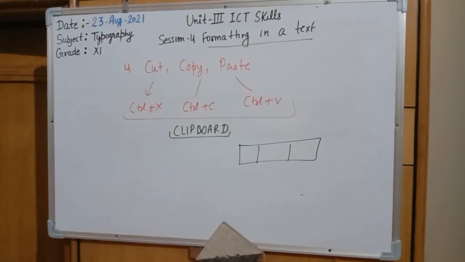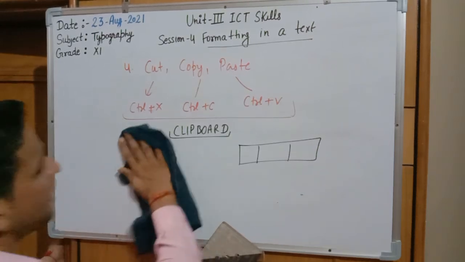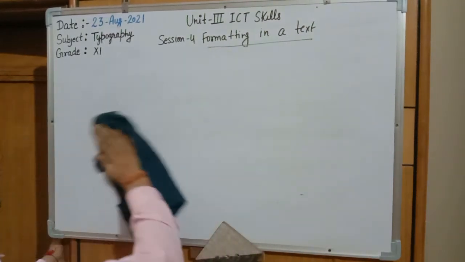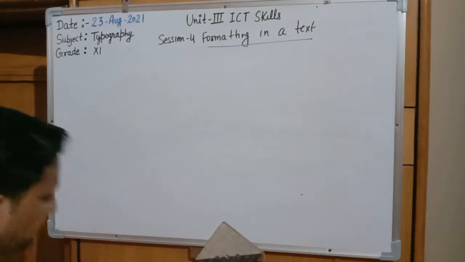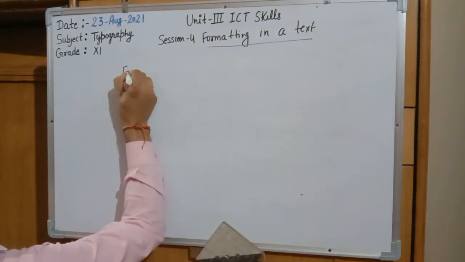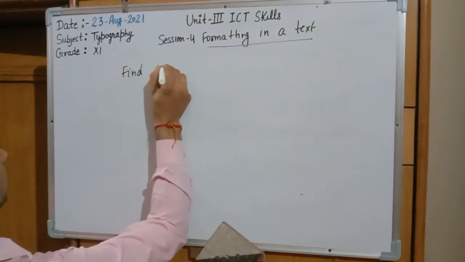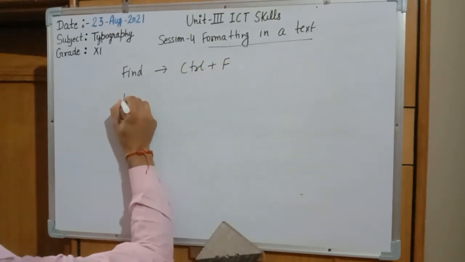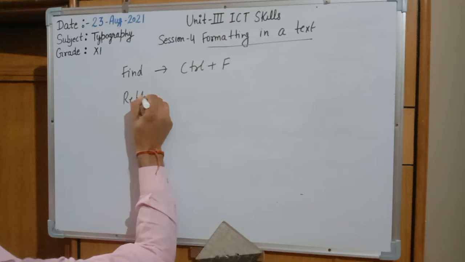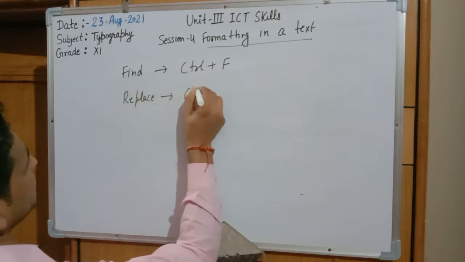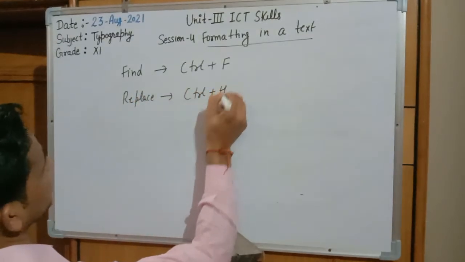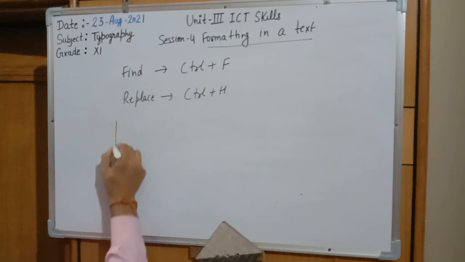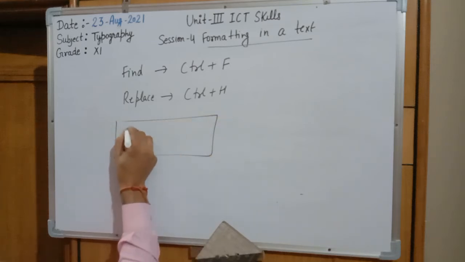Next is find and replace the text. How to find or replace the text? The find operation can be performed with the help of the shortcut key Ctrl plus F, and the replace option can be performed with the shortcut key Ctrl plus H. What is the difference? In find, one window will appear in which you will type the text you have to find. Find what?